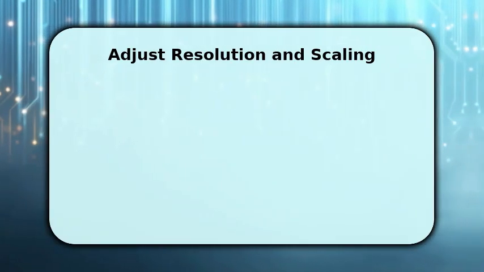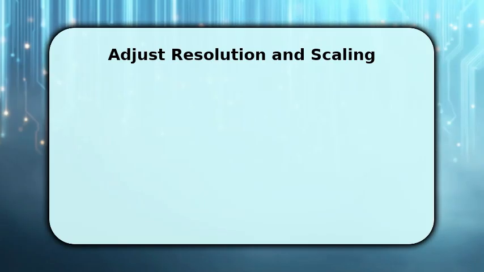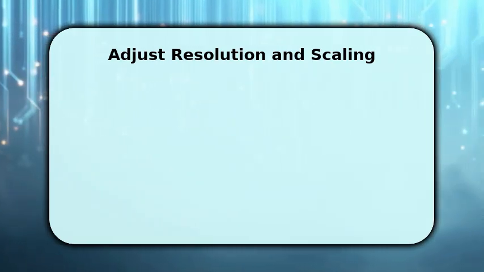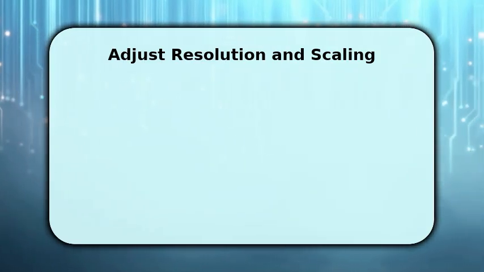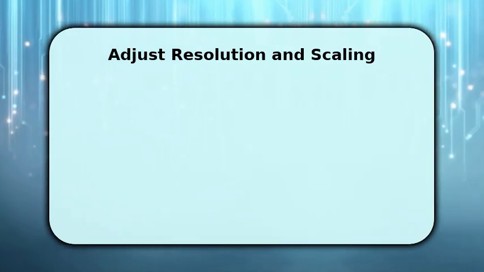This preserves image sharpness. Then adjust scaling to 100 or 125% depending on text size. Lower scaling can make UI small on high-resolution outputs. Make sure orientation is landscape unless you intentionally rotate, and drag the display tiles to match physical placement.